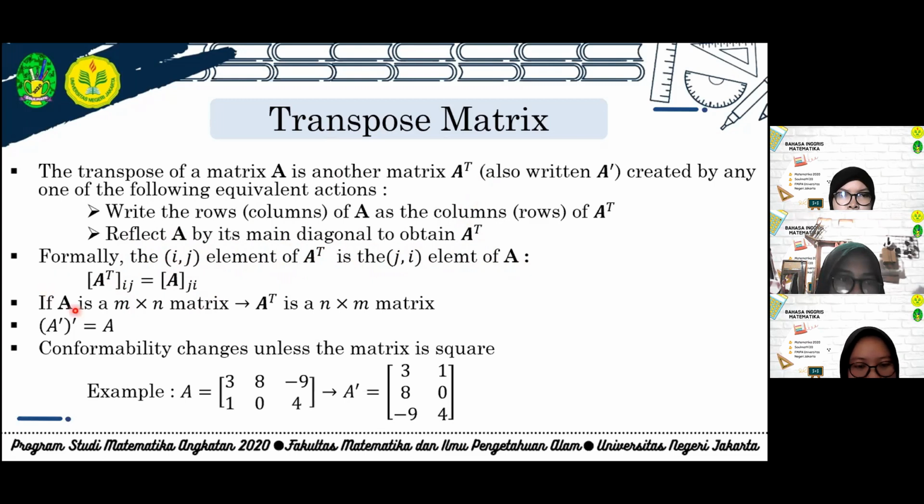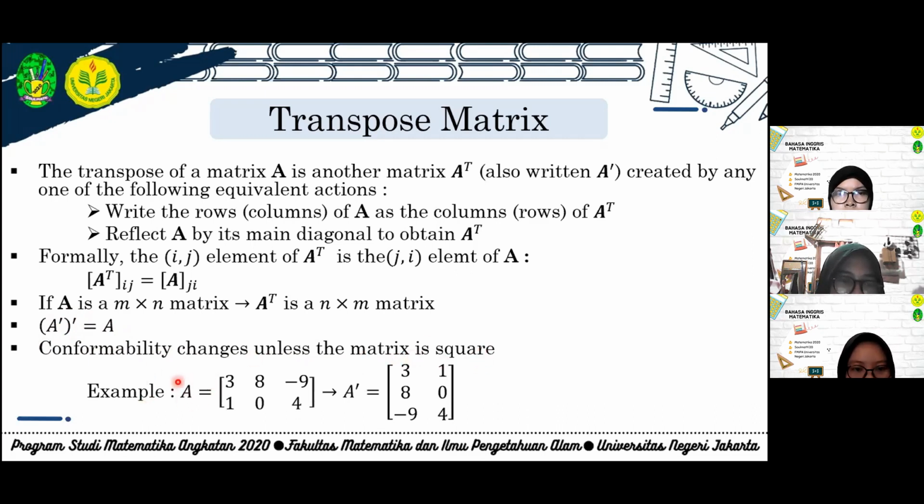Written like this, if A is an m by n matrix, then the transpose of A is an n by m matrix. What do I mean by that? All this means is that rows become columns and the columns become the rows. If the transpose of A is transposed again, the result is A. Conformability changes unless the matrix is square.